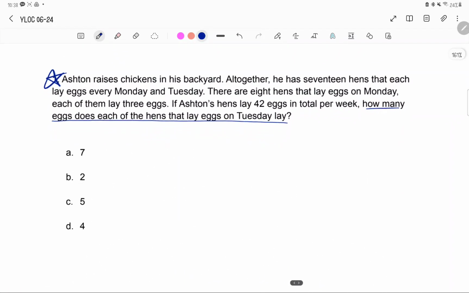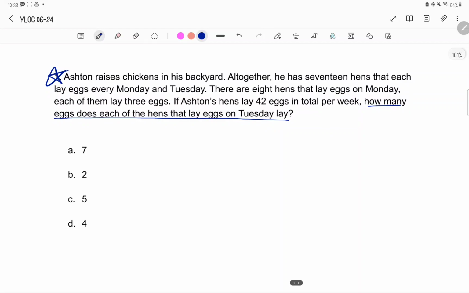And we're going to look at number 1 for the multiple choice questions. Ashton raises chickens in his backyard. Altogether, he has 17 hens that each lay eggs every Monday and Tuesday. There are 8 hens that lay eggs on Monday. Each of them laid 3 eggs. If Ashton has 42 eggs in total per week, how many eggs does each of the hens that lay eggs on Tuesday lay?